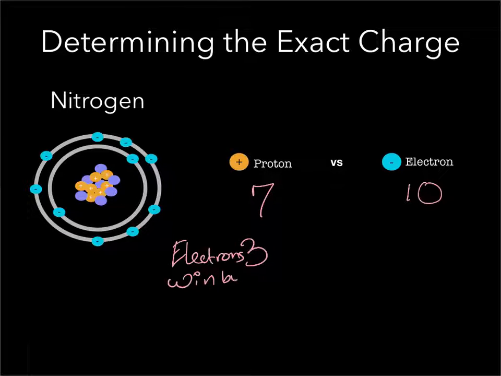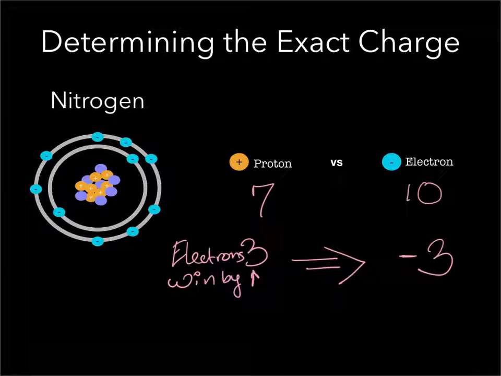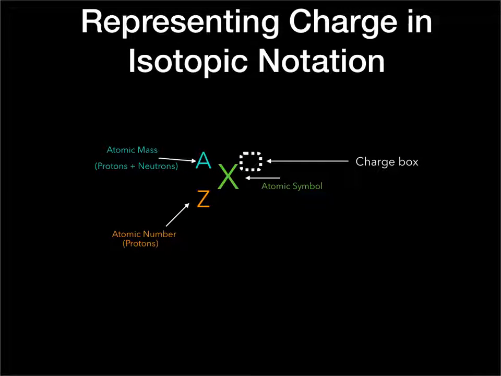Win by 3. Because they're winning by 3, the negative team is winning. So that ultimately determines that the final charge for this nitrogen atom is going to be negative 3, because the electrons are negative and they're winning by 3 points. So this nitrogen atom will have a charge of negative 3.